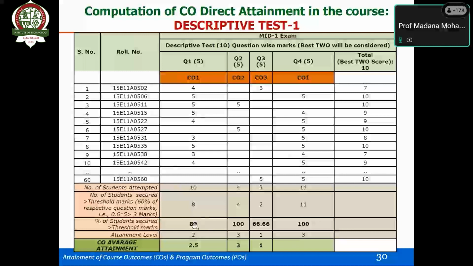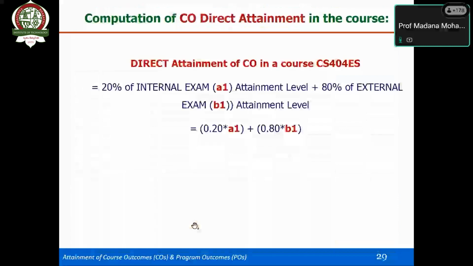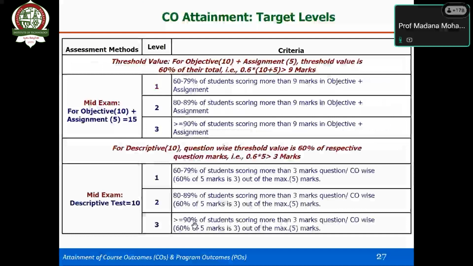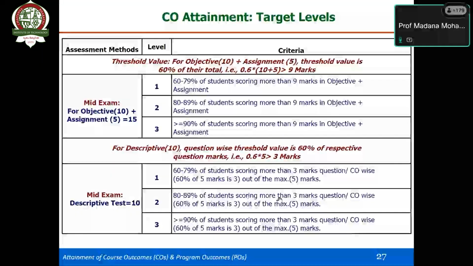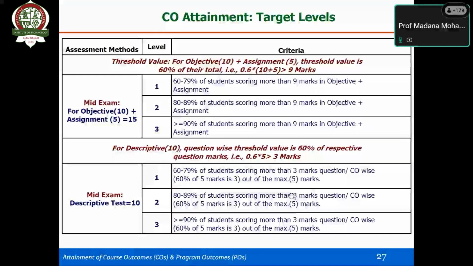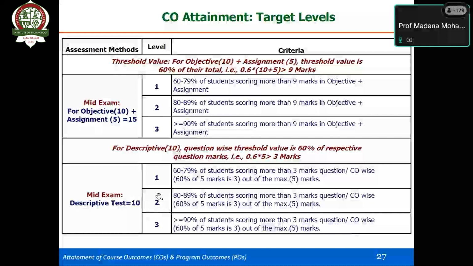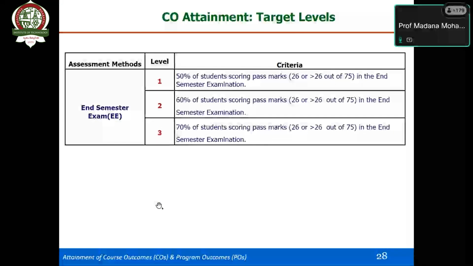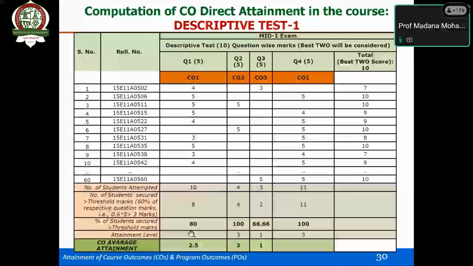80 percentage. With this 80 percentage, what is the level you will get as per our set levels? So here you can see 80 to 90 percentage of students who scored more than 3 marks in that particular question. Now the level is 2. So you can use this level here. Like that, for all questions, you can calculate the attainment level.